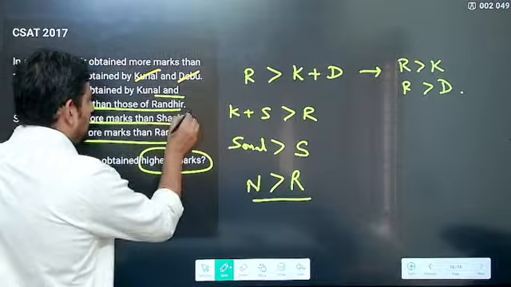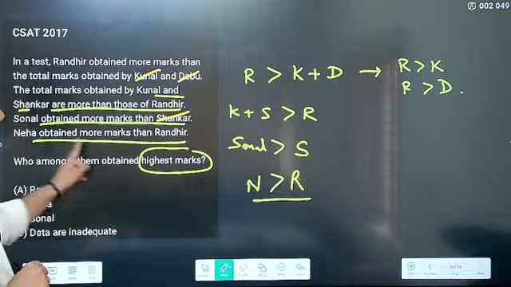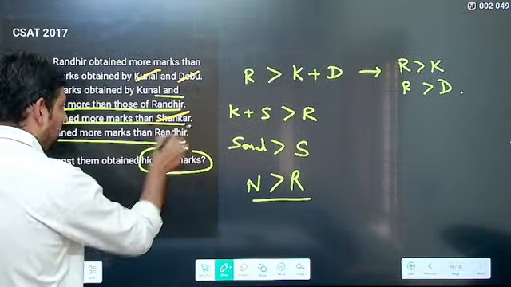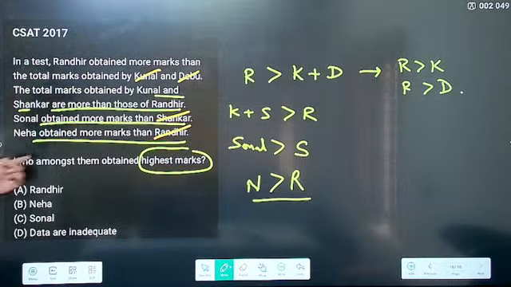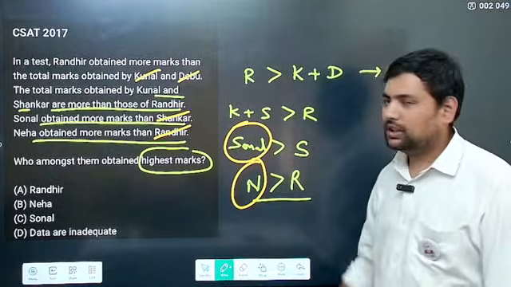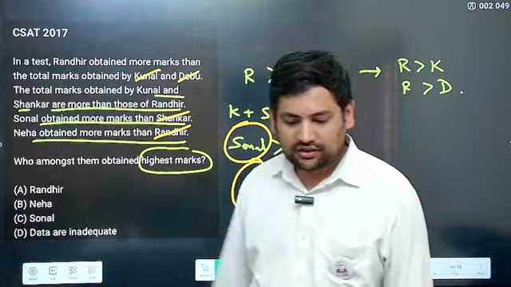So now Shankar is also gone. Then the last thing is Neha obtained more marks than Randhir. So Randhir is also gone. But what is the relation between Neha and Sonal? Is there any relation between Neha and Sonal?